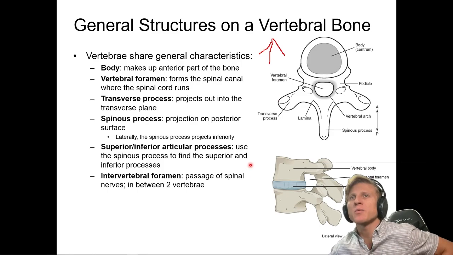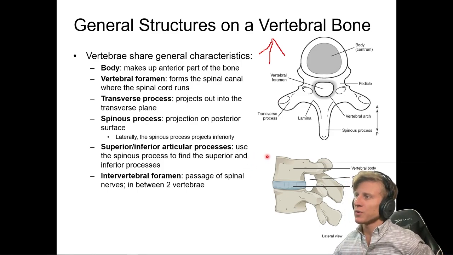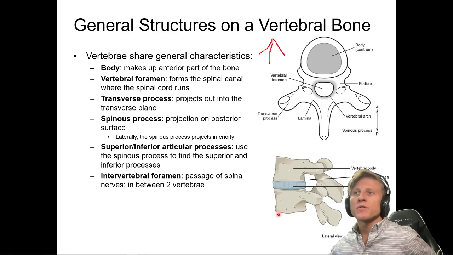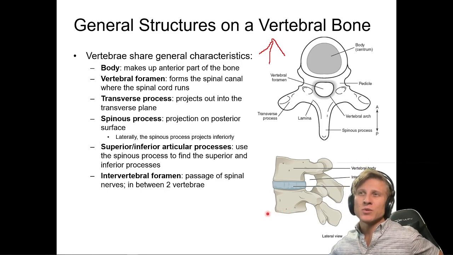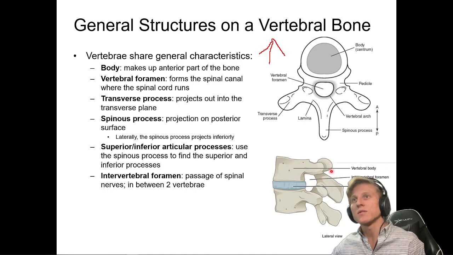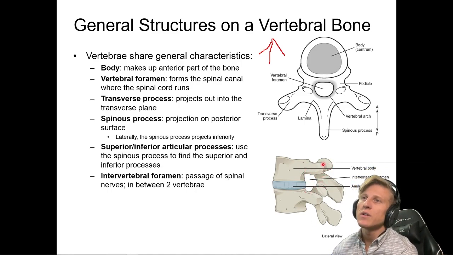And then on the very back, we have the spinous process, and these are those ridge lines that you can feel on the back of your spine if you palpate it. And then the intervertebral foramen is not an actual hole in the bone. It's more of a consequence of the stacking of vertebrae on top of each other, but it is the gap that forms between essentially the spinal processes of stacked vertebrae. So those are the ones we'll know for now.